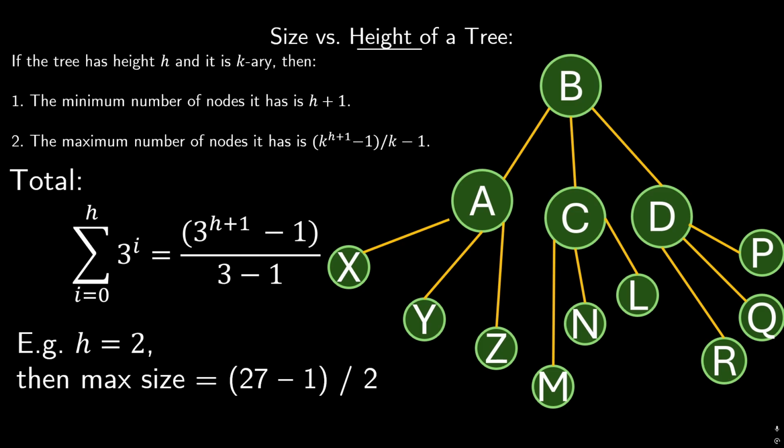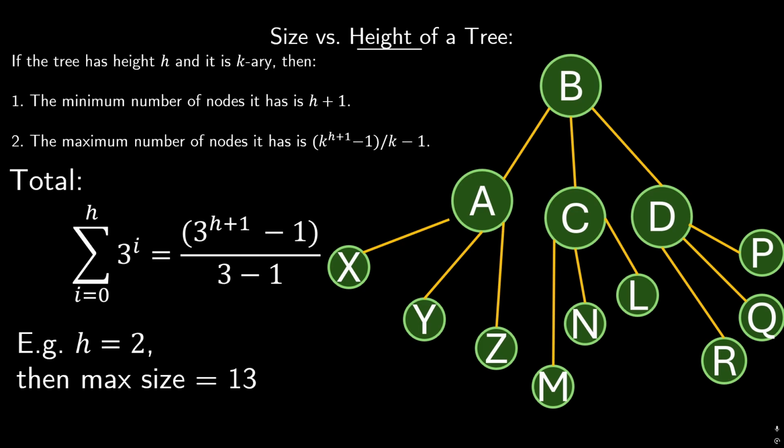Okay, so how does this work? Well, if you plug into the equation, 3 to the power of 2 plus 1 is 3 to the power of 3, which is 27. If you minus 1, divide by 2, which should give you 26 divided by 2, which happens to be 13. And indeed, I'm pretty sure if we do count the nodes, we would realize that the number of nodes that we have here is 13.